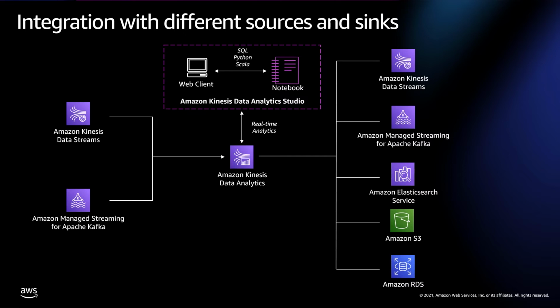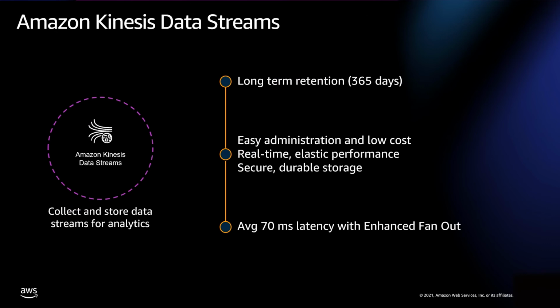Now, in this architecture, I have two different data streaming storage technologies. I mentioned Kinesis Data Streams and Amazon Managed Streaming for Apache Kafka. Let me quickly summarize the feature set of these two streaming storage engines, which you're going to use most frequently while using Kinesis Data Analytics for Apache Flink. Let's start with Kinesis Data Streams.